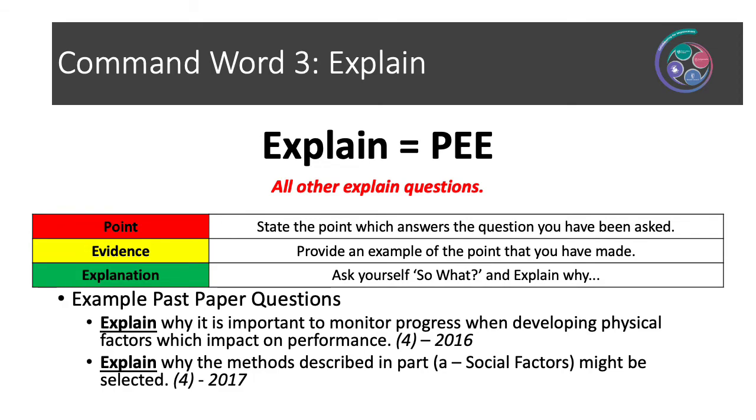So on the bottom of the screen there are a couple of example past paper questions from the 2016-2017 paper that are explain questions, but obviously not explain the impact of a factor. So: explain why it is important to monitor progress when developing physical factors which impact on performance, 4 marks, and explain why the methods described in part A, so about the social factors, might be selected. That question is a kind of follow-on question. There was a previous question in that 2017 exam that asked candidates to describe methods of data collection with a social factor. Now you're being asked to explain why you selected those methods. So when you're answering questions, it's important you check ahead to make sure you know what questions are coming up in case there's going to be a follow-on question.